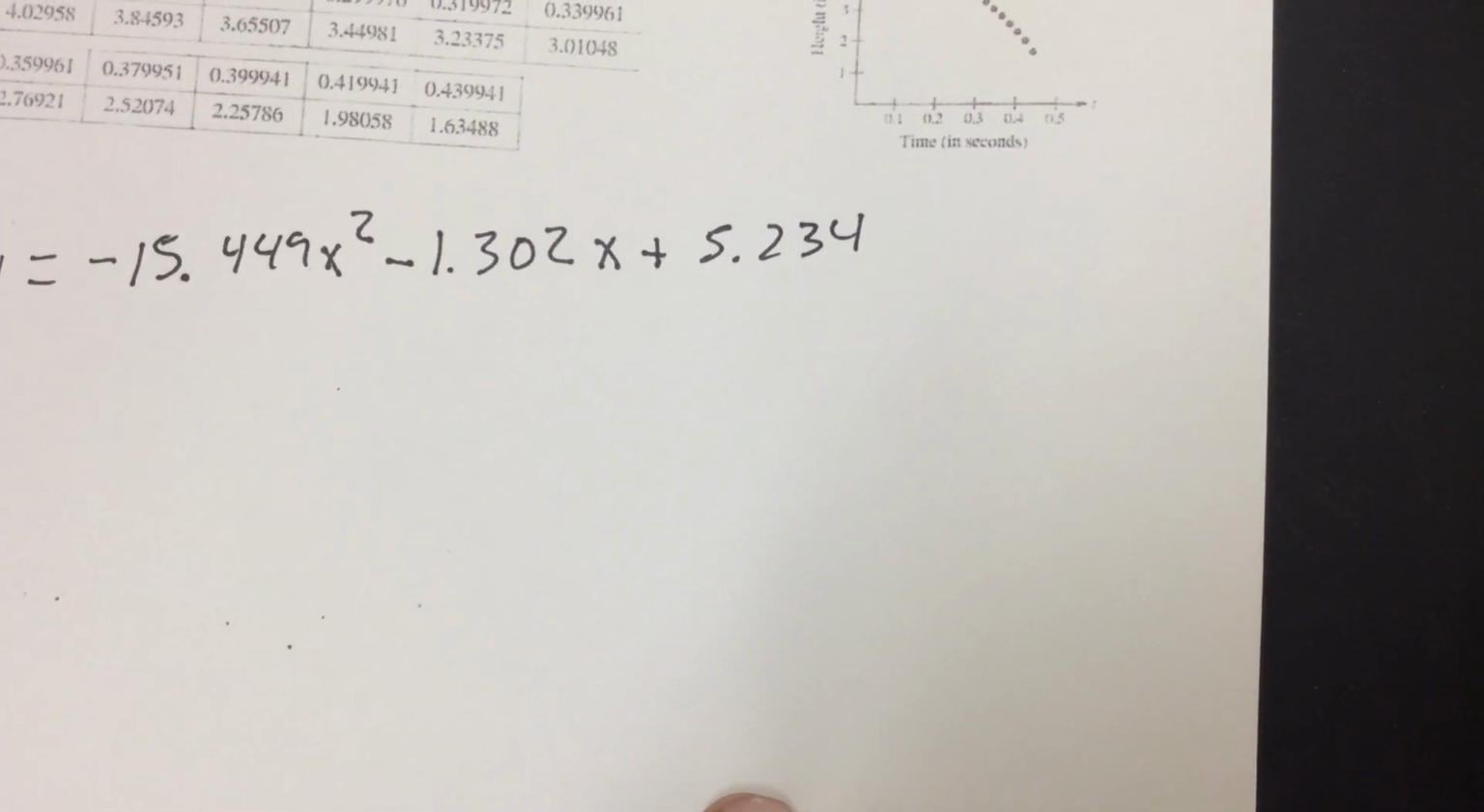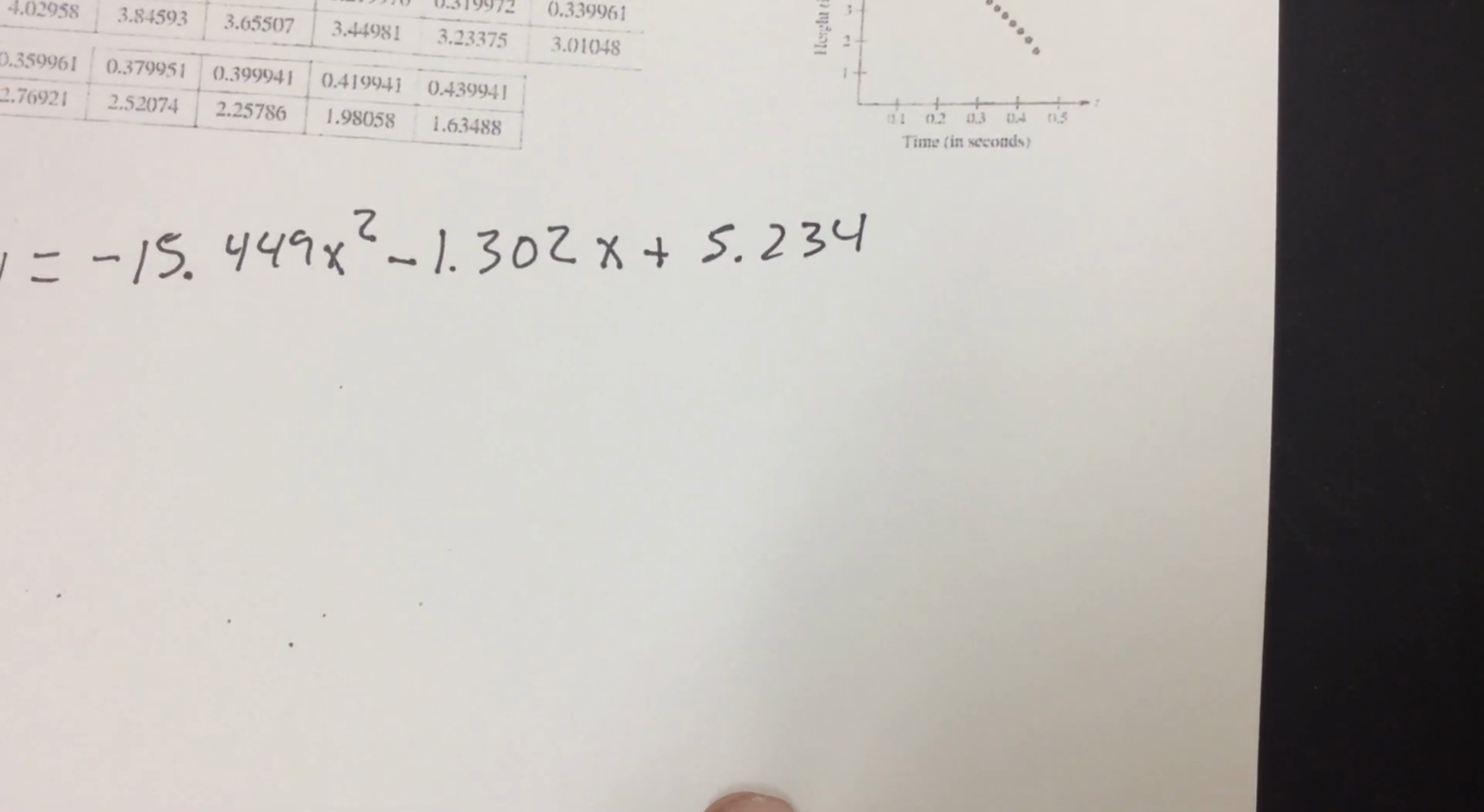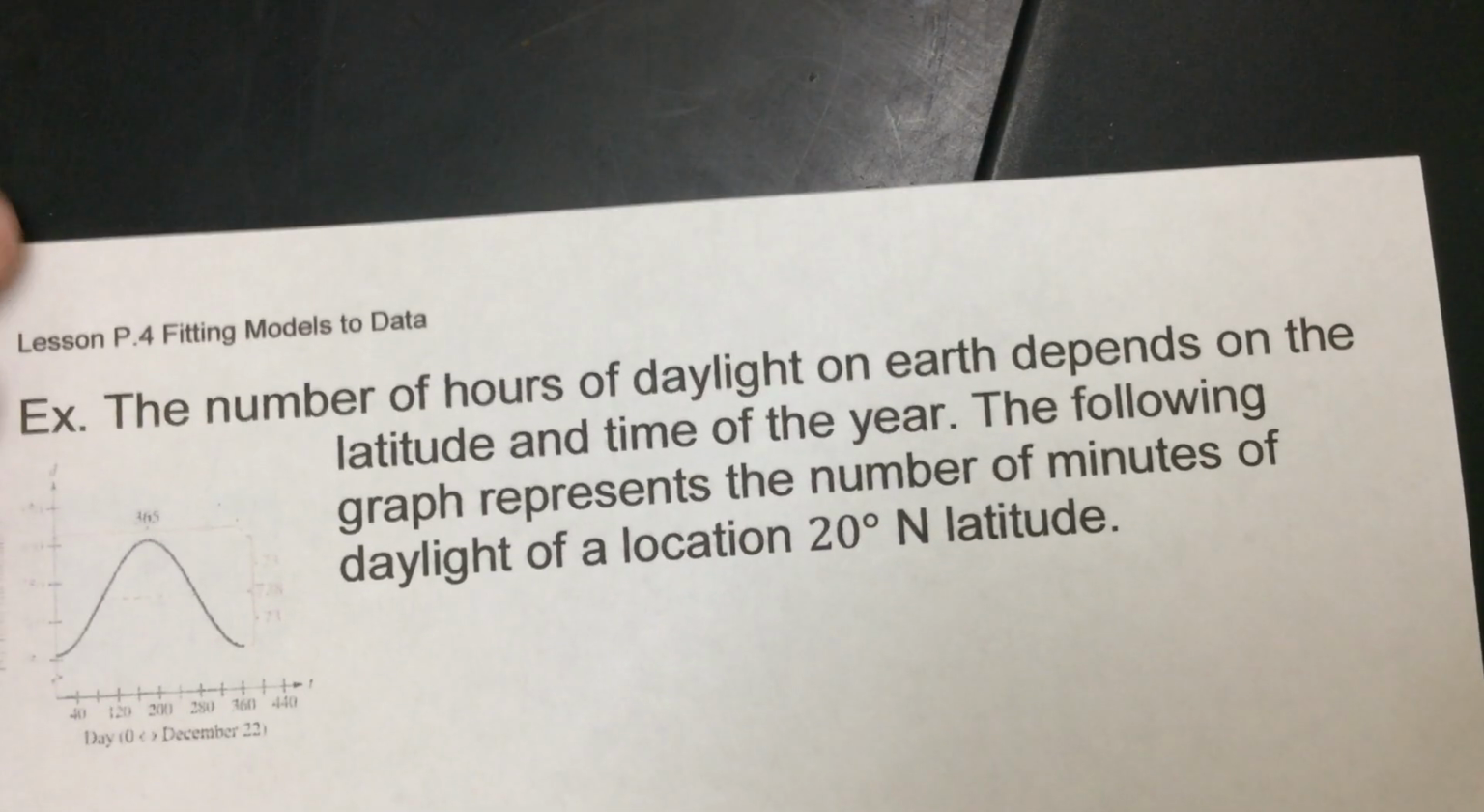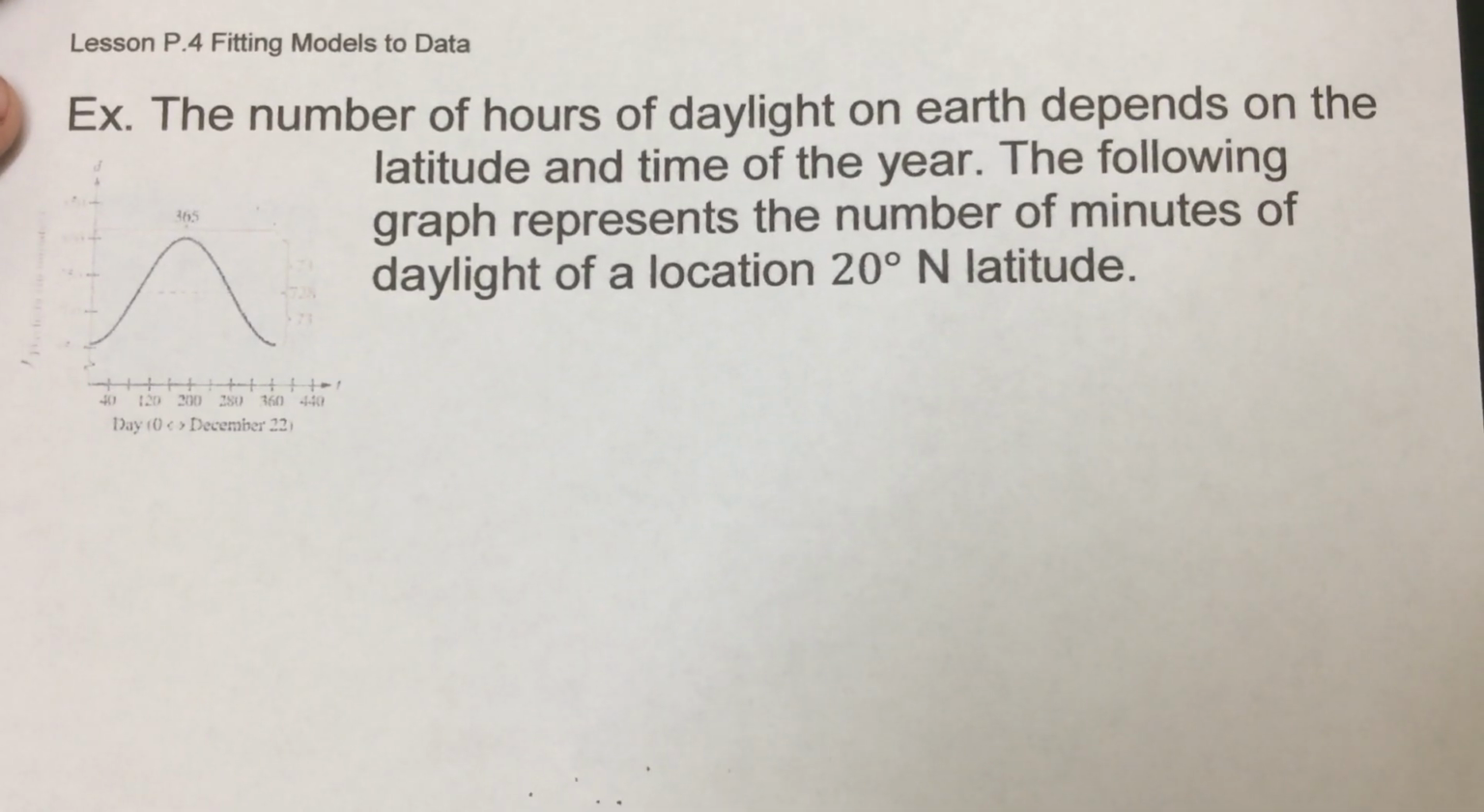Now, last thing. We can create our own graphs, our own equations of these graphs as well, even if they are trig functions. So the number of hours of daylight on Earth depends on the latitude and time of the year. The following graph represents the number of minutes of daylight at a location 20 degrees north latitude. Now, I'm not sure where we're at, but apparently we're at 20 degrees north latitude, which I believe is north of here. But I'm not 100% sure, so don't quote me on that.